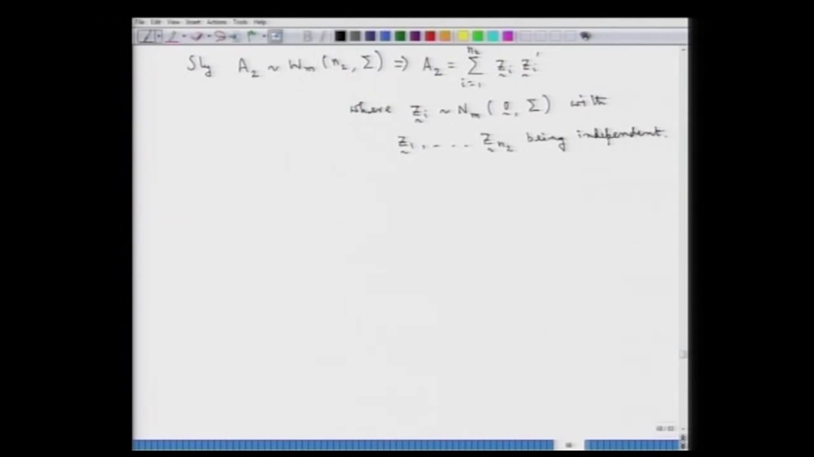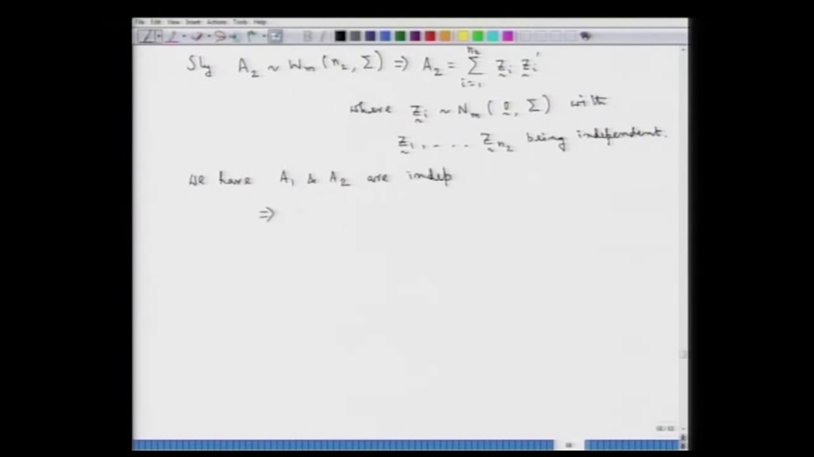So, that is the definition of the Wishart distribution once again. So, we will have A2 to have this form, where the component Zi's have a multivariate normal distribution with mean vector 0 and covariance matrix sigma, and Z1, Z2, Zn are independently distributed. Now, we are given that A1 and A2 are independent.